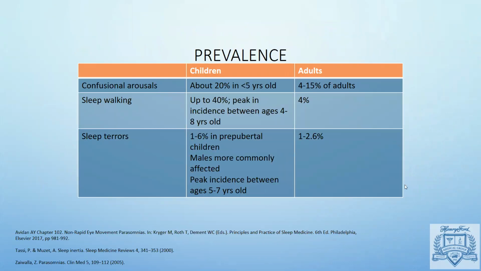So the three main ones, confusional arousal, sleepwalking, and sleep terrors, are more prevalent in children than adults, out of which sleepwalking is probably the most common symptom, or that's what patients usually come into the clinic with, because their kids are walking or moving, getting out of bed.